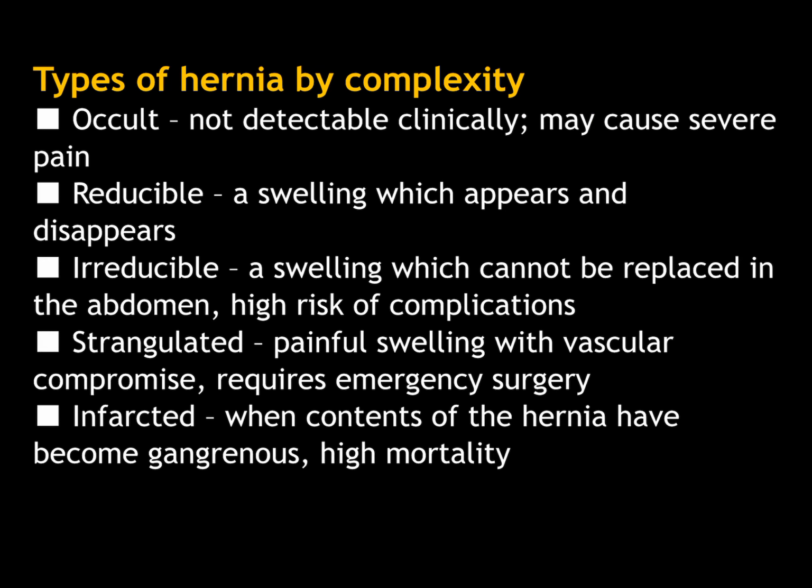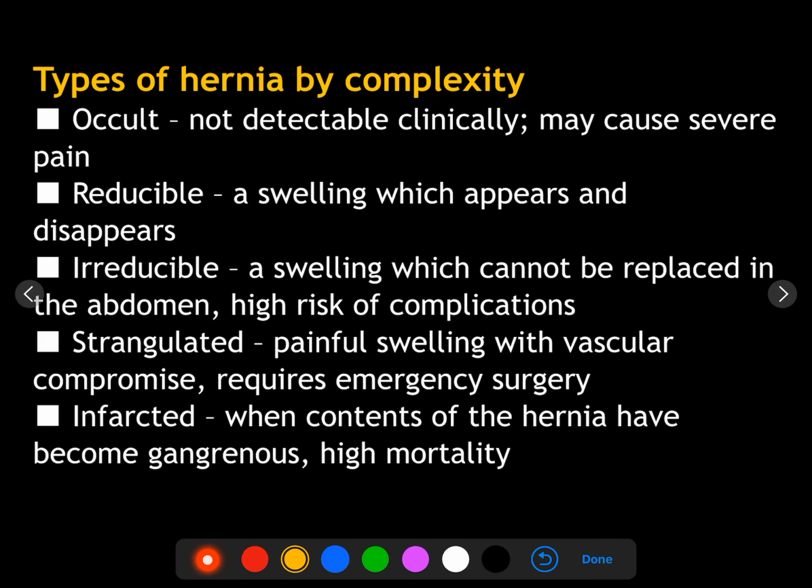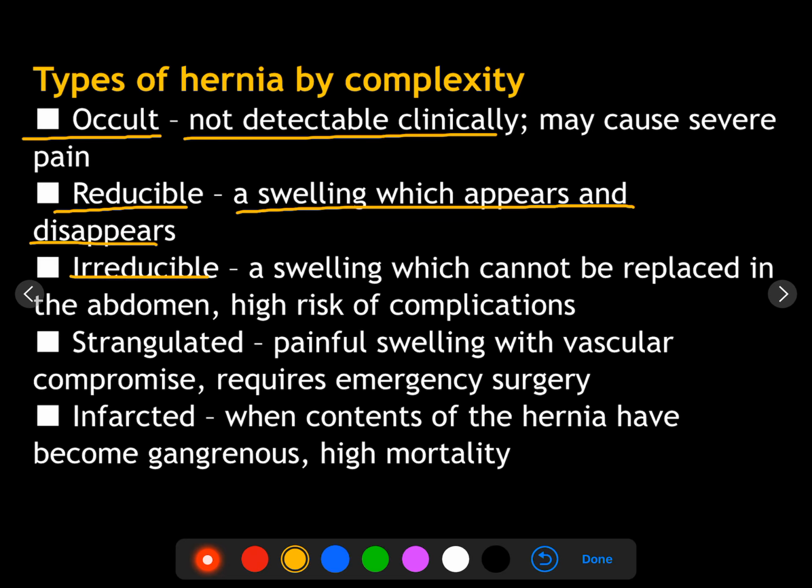Types of hernia by complexity. Occult, which is not detectable clinically but may cause severe pain. Second, reducible, presented with swelling, which may appear and disappear. Third, irreducible, presented with swelling which cannot be replaced in the abdominal cavity and carries high risk of complications.